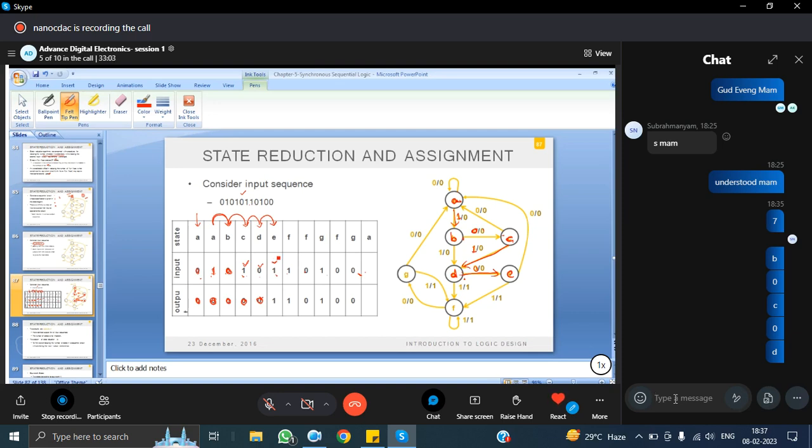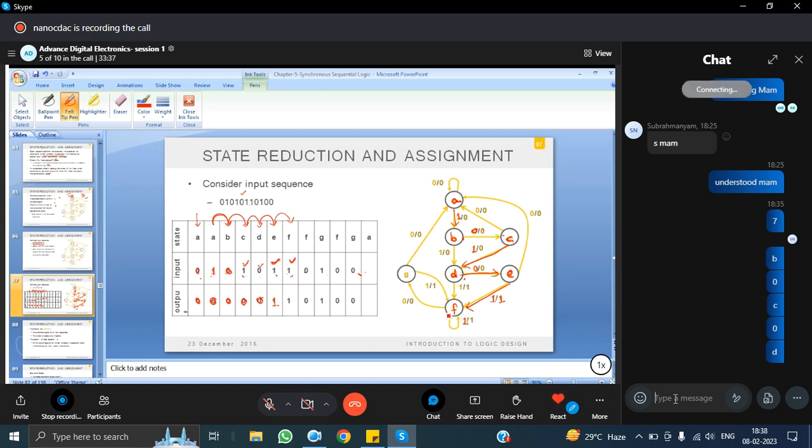So input 1. In state E with input 1, look here. With input 1, to which state does it go? It is going to F. The output here is 1. Now we are in state F. In state F, what is the input here? 1.